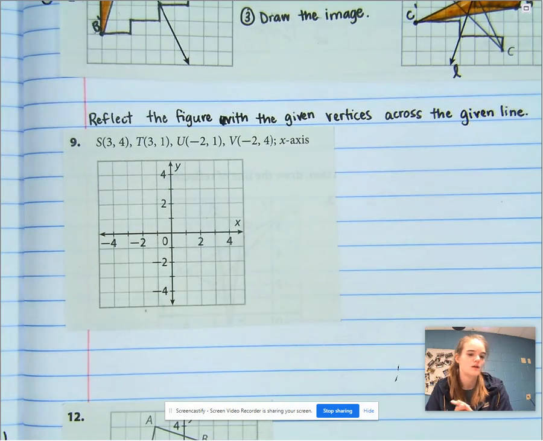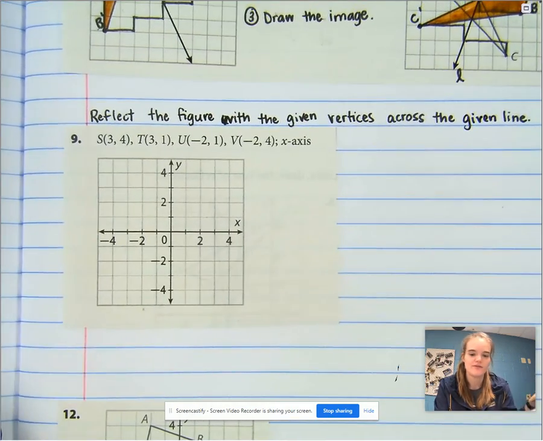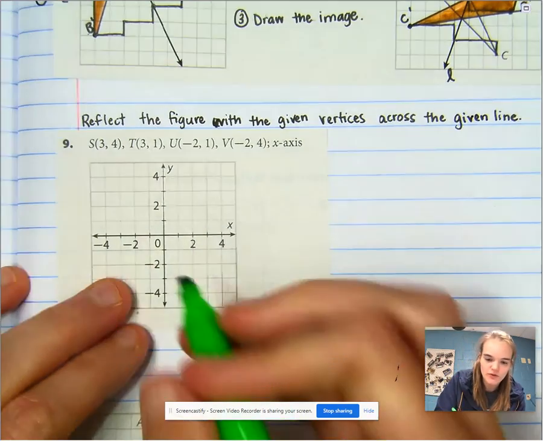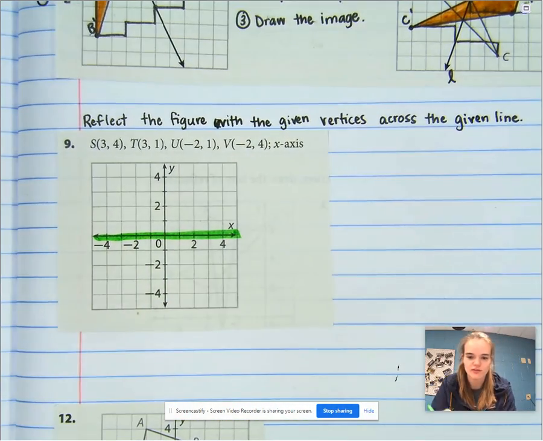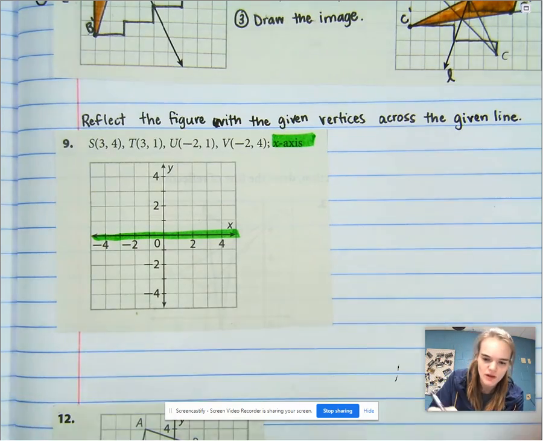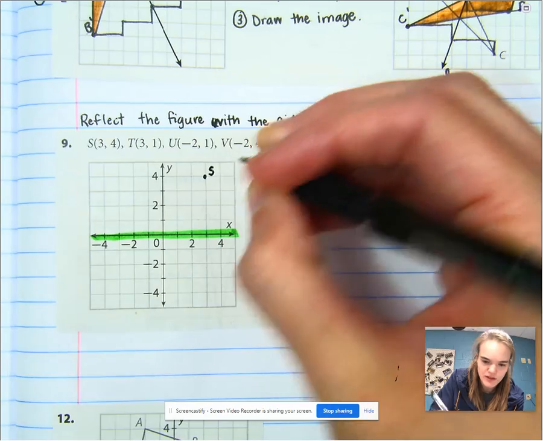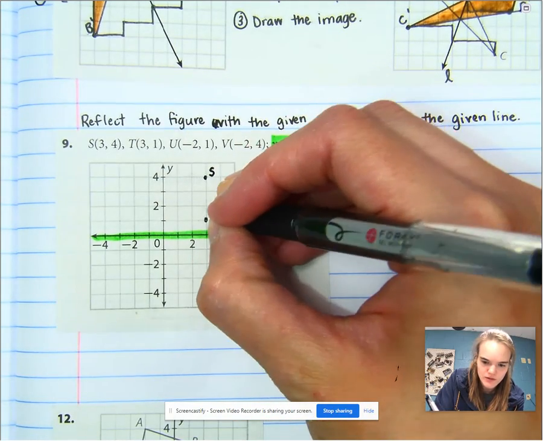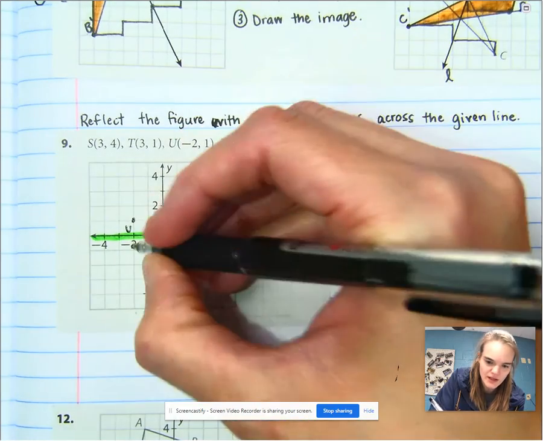Okay? So I'm doing the x-axis. I will graph the image first, the pre-image, sorry, and then reflect across the x-axis. So let's graph first. S is at 3, 4. T is at 3, 1. U is at negative 2, 1. V is at negative 2, 4.